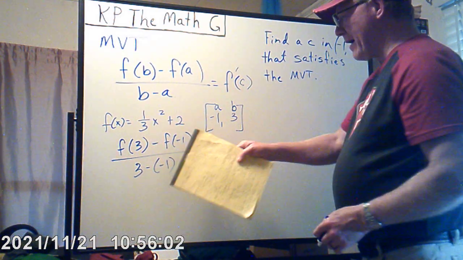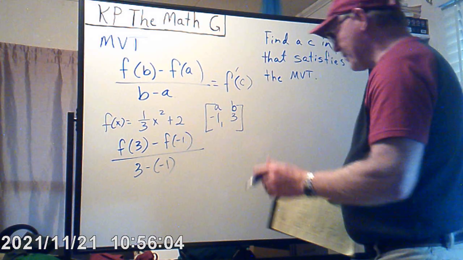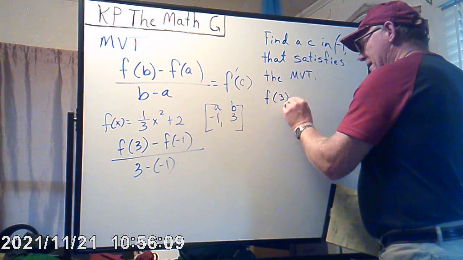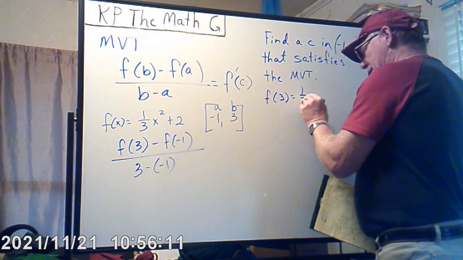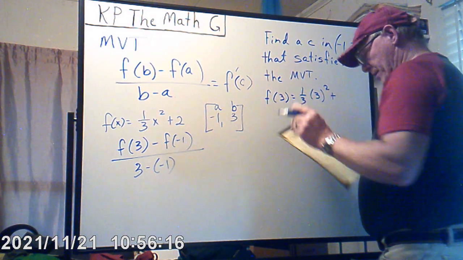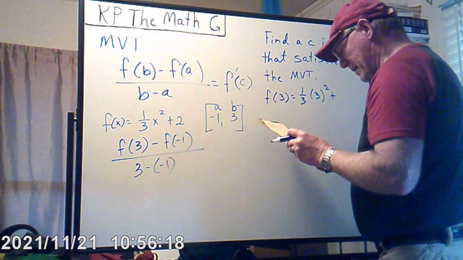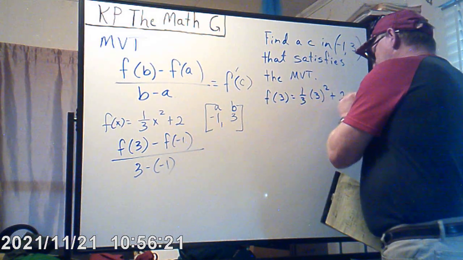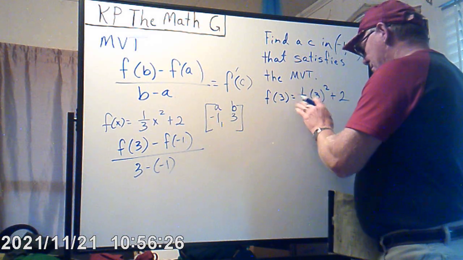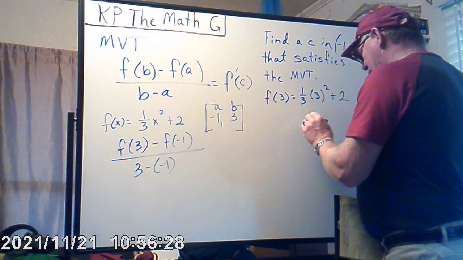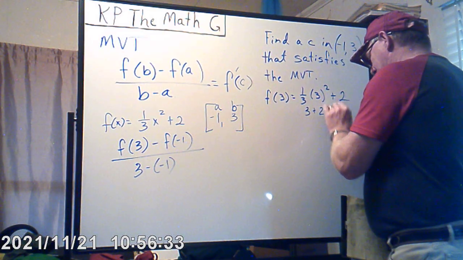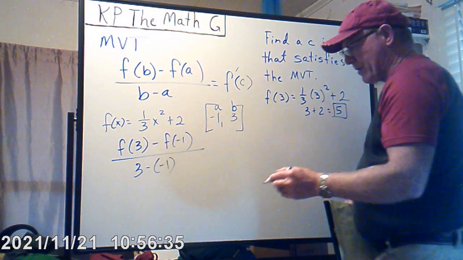So let's do that. On the side I'm going to do F at 3, and that's going to be 1/3 times 3 squared plus 2. I do have that squared, don't I? Yeah, plus 2. 3 squared is 9. 1/3 of 9 is 3. So 3 plus 2 is equal to 5. There's the 5 up here.